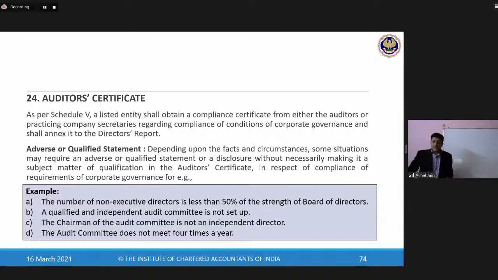Depending on the facts and the circumstances, some such situations may require an adverse or qualified statement, or a disclosure without necessarily making it a subject matter of qualification in the auditor's certificate in respect of compliances.